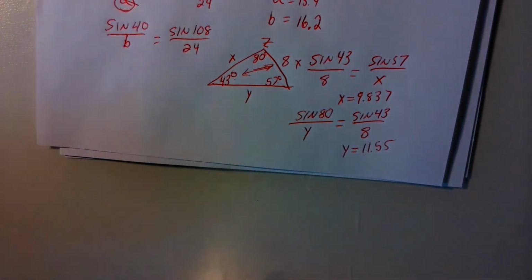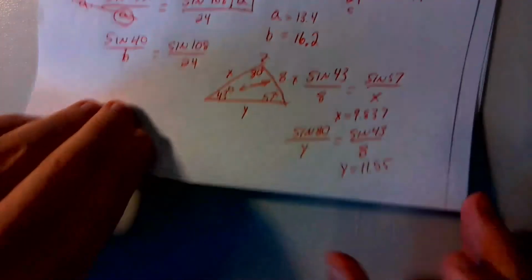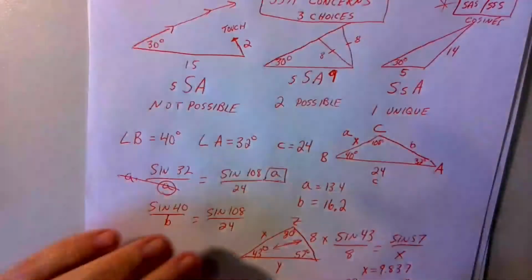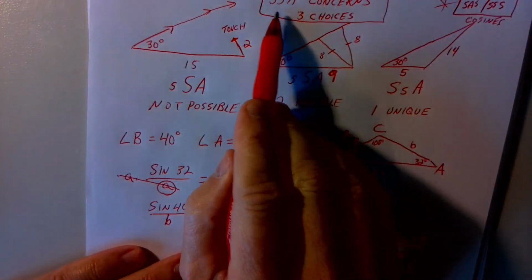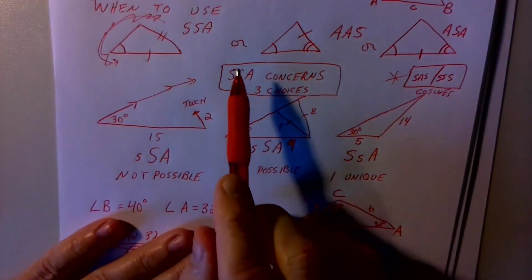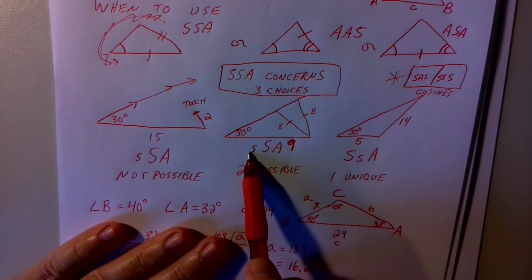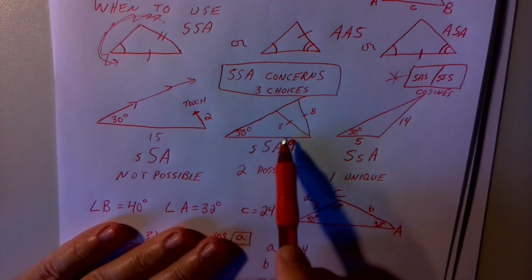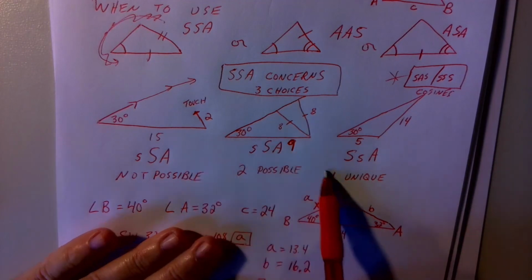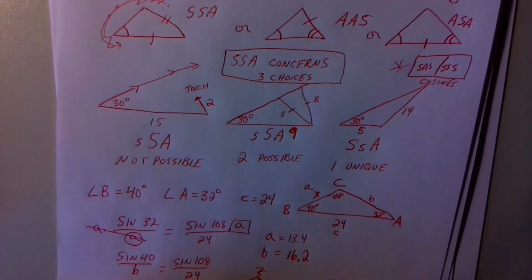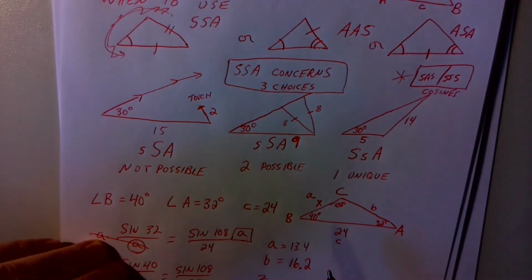So again, I kind of left you with the one that's the most difficult. Here we go. Let's deal with what happens with this SSA situation. This is either a little side, big side, angle, or a little side, big side, angle that works for 2. This one worked for none, or big side, little side, angle. We're going to do these one at a time, and hopefully this will make sense to all of you.